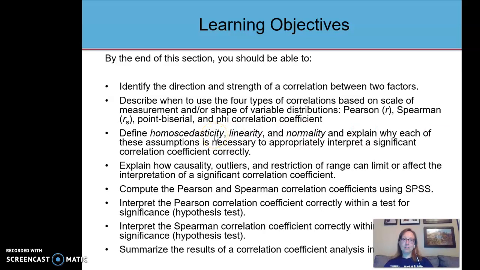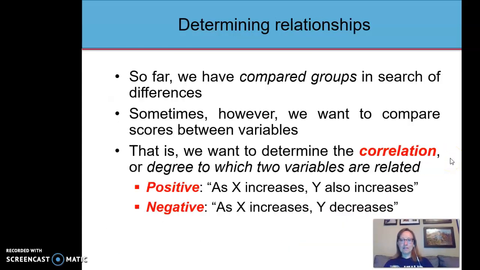Homoskedasticity, that's a great word to drop at parties to look really smart. Linearity and normality, and explain why these are necessary to interpret a correlation correctly. Explain how things like causality, outliers, and restriction of range can limit or affect our interpretation of significant correlations. Compute correlations using SPSS, interpret them within our hypothesis test steps, both for Pearson and Spearman, and summarize our results in APA format.